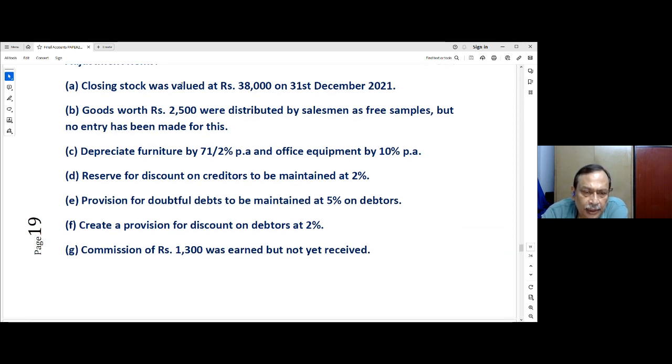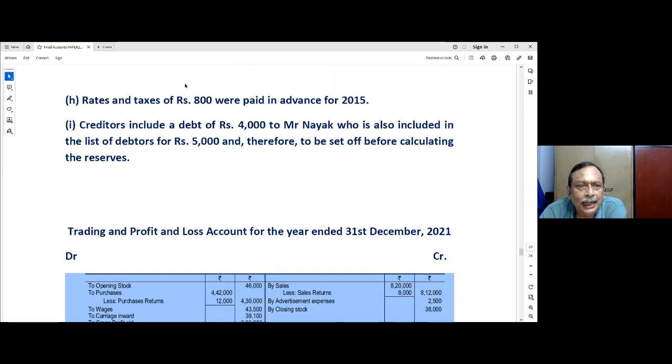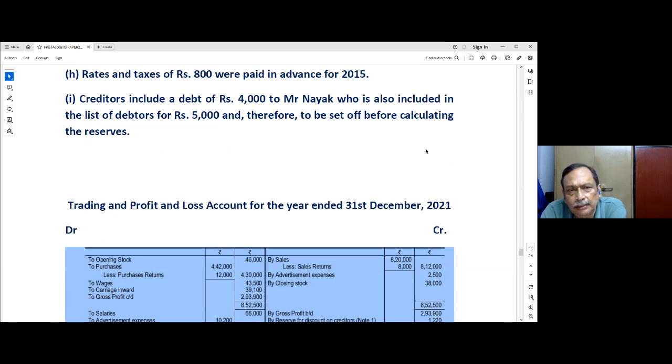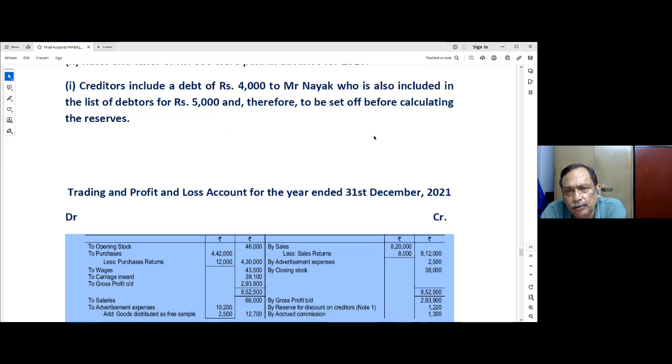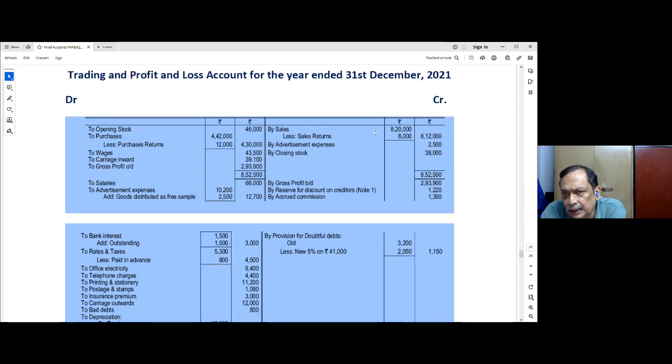Commission of rupees 1,300 was earned but not yet received. Rates and taxes, rupees 800 were paid in advance. Creditors include a debt of rupees 4,000 to Mr. Nair, who is also included in the list of debtors, rupees 5,000, therefore to be set off before calculating the reserves. Now, we are preparing trading and profit and loss account for the year ended 31st December 2021.